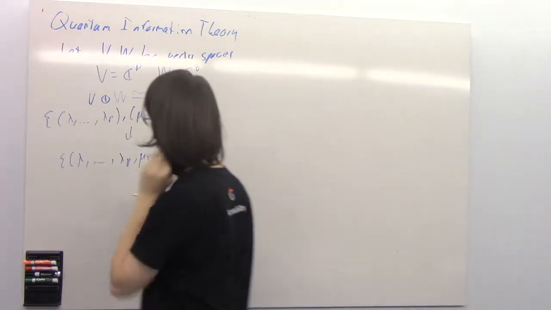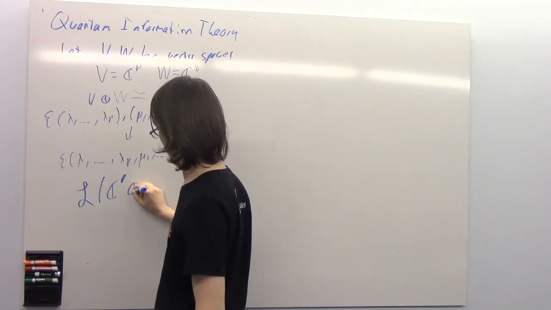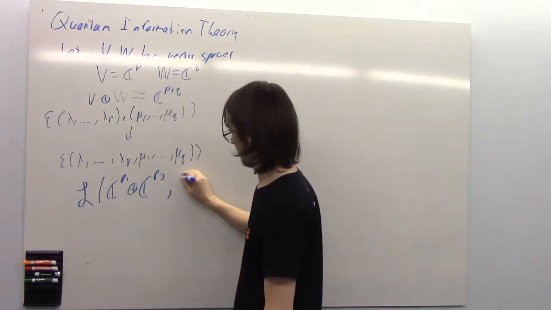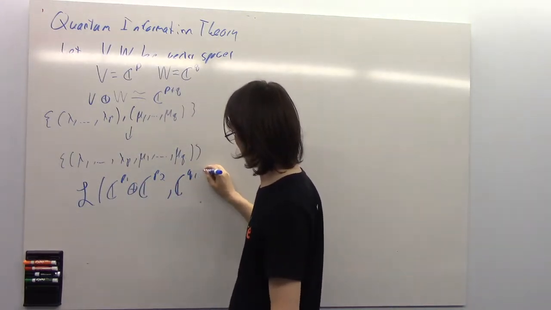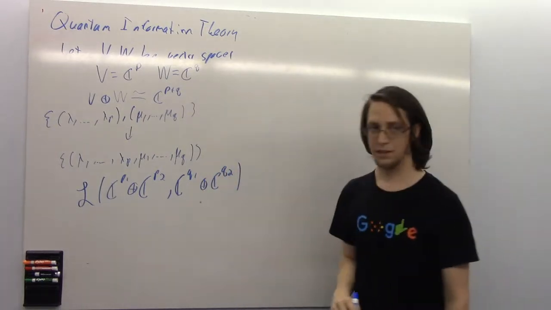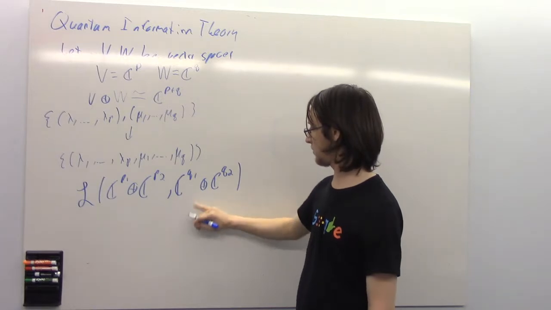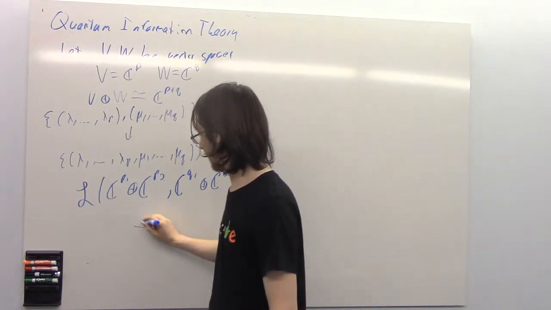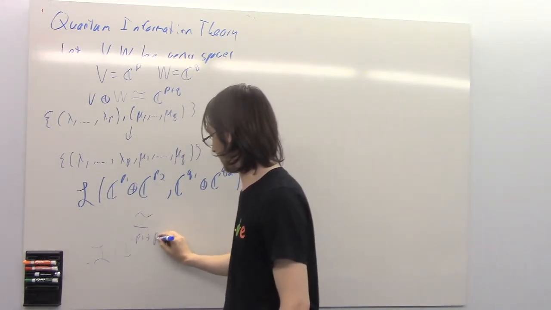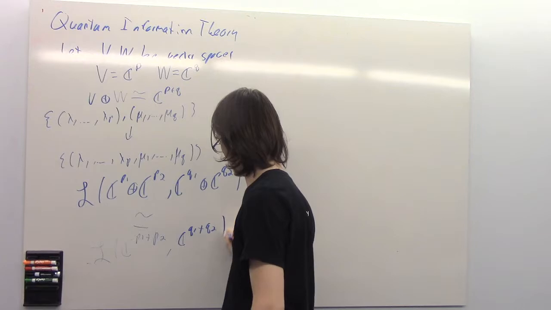Like this, we will identify L(C^p1 direct sum C^p2, C^q1 direct sum C^q2), the linear operators from C^p1 direct sum C^p2 to C^q1 direct sum C^q2, with L(C^(p1+p2), C^(q1+q2)).